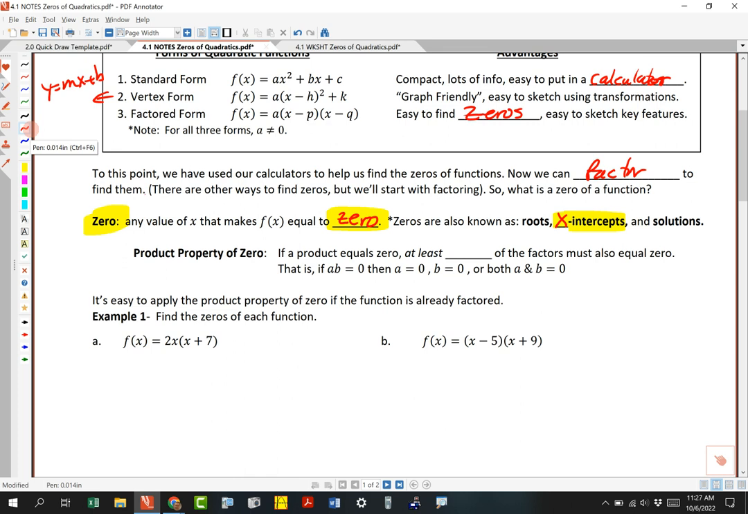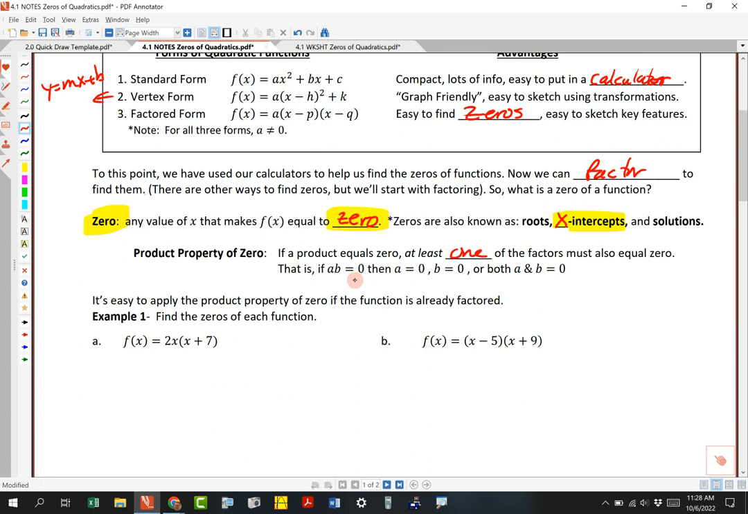Elementary school kids, kindergarten kids love this. This is the product property of 0. It basically says if a product is equal to 0, at least one of the factors must also equal 0. So if I've got a multiplication problem, a times b equals 0, I know this for absolute fact. And we're going to use this fact to our advantage.